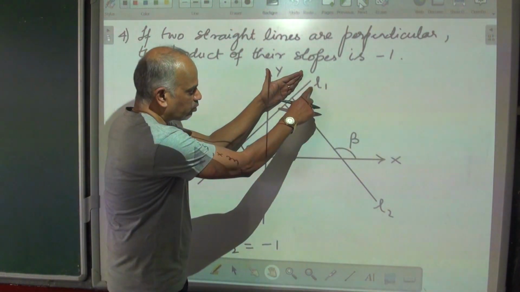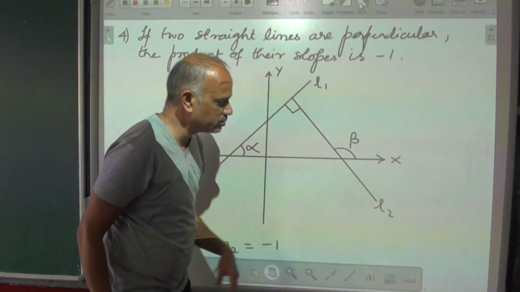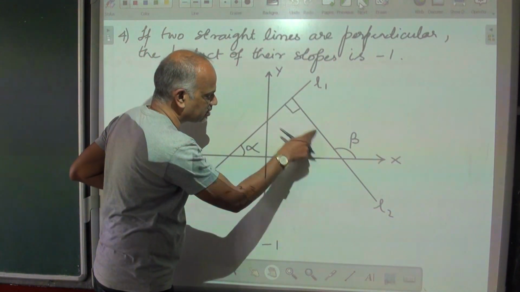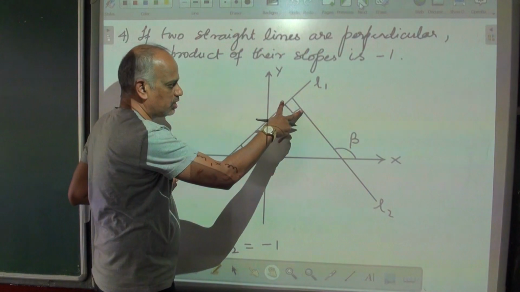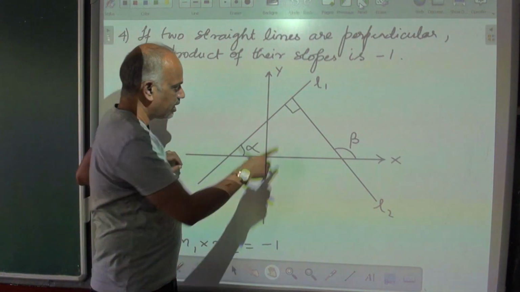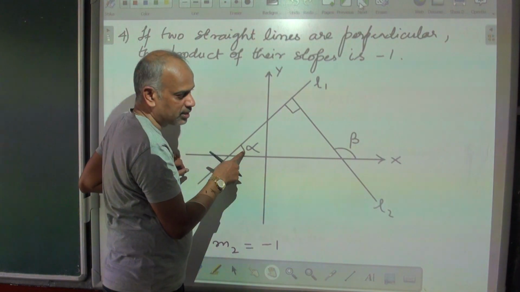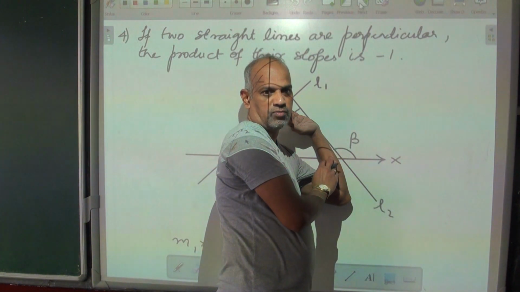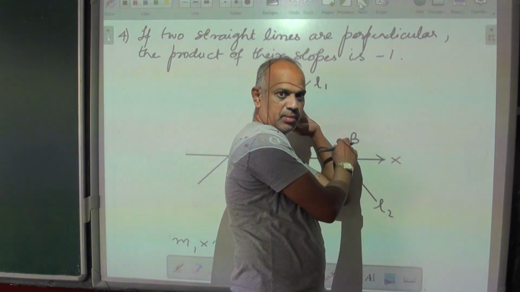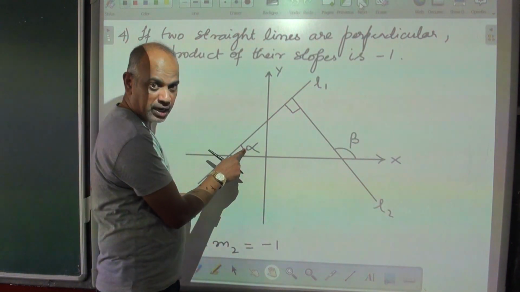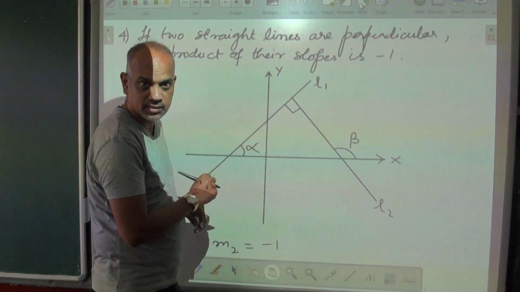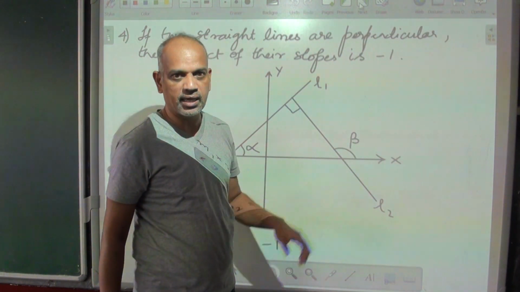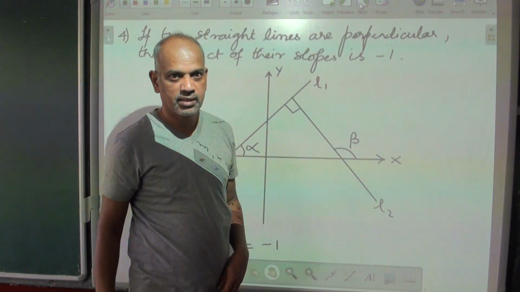This is the first line, line 1. This is the second line, line 2. You can see the angle made between them is 90. So this line and this line are perpendicular. So if these 2 lines are perpendicular, then angle made by the first line is alpha, angle made by the second line, see this is the second line, and I said the angle made is always on the right side of the line. So this is the angle made, beta. So for the first one, slope is tan alpha, and for the second line, angle is beta, therefore slope is tan beta. Both are not same. Okay.